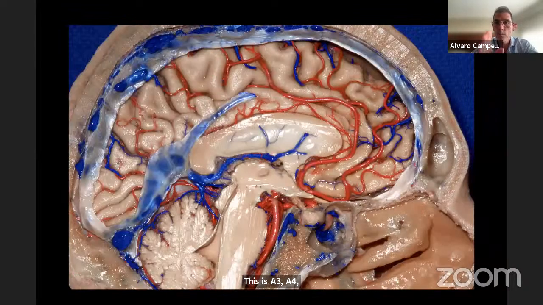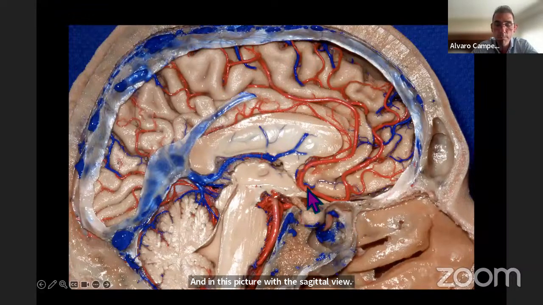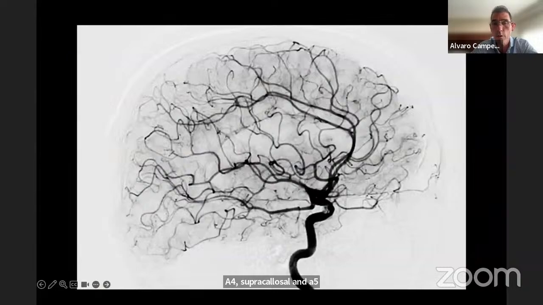And in this picture, with the sagittal view of the encephalon, we can see the post-communicating A2 infracallosal, A3 precallosal, A4 supracallosal, and A5 the posterior callosal. And also we can recognize the same thing in an angiography. So this is the post-communicating, infracallosal, precallosal, supracallosal, and posterocallosal.